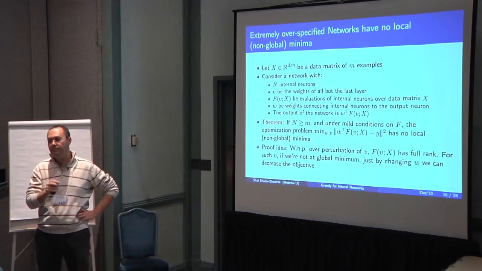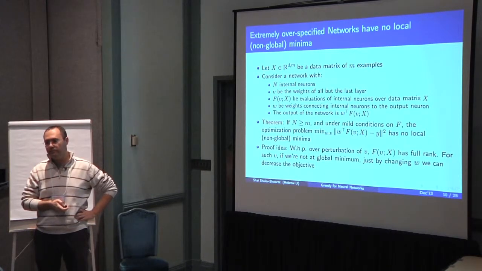I think all the local minima are when V is symmetric. Then you effectively have fewer neurons and you can get stuck. But that's why you have the perturbation.